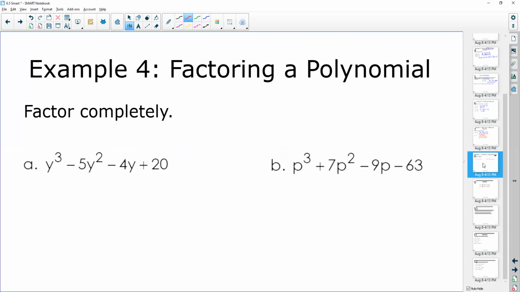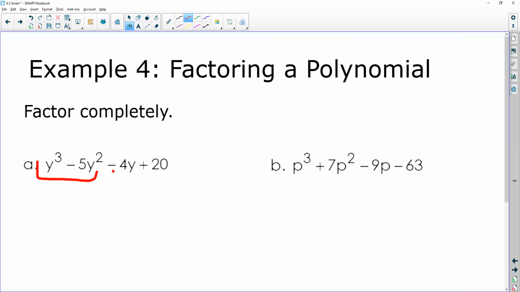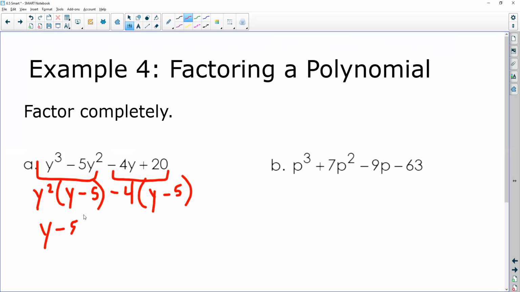These two look crazy, right? But they're not. Remember, when you see 4 terms, your brain should go, oh, factor by grouping. So I'm going to group. So the first pair, I'm going to take y squared. I'm going to get y minus 5. Now the second group, I'm going to take a negative 4 and get y minus 5. Remember, I took a negative 4, so the plus 20 changed to negative. And then I'm going to pull my common factors, y minus 5, to the front. Y squared minus 4 is what I collect.